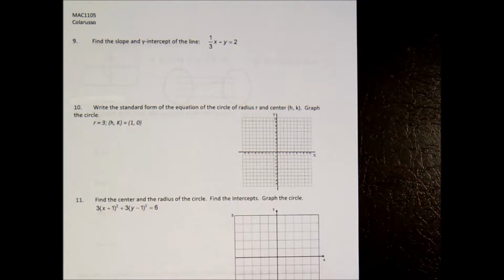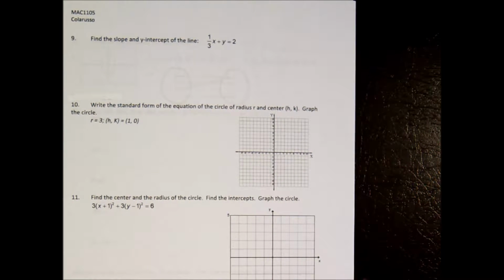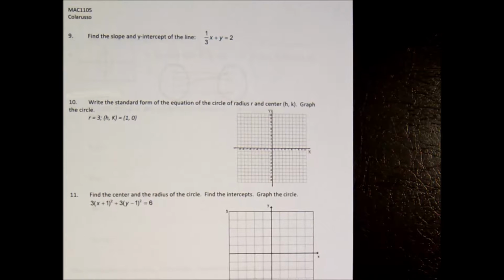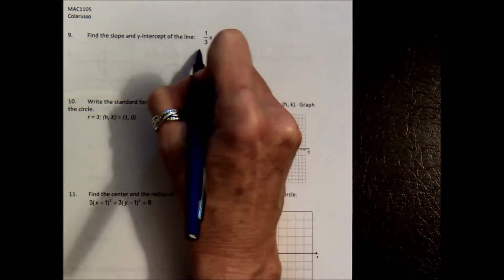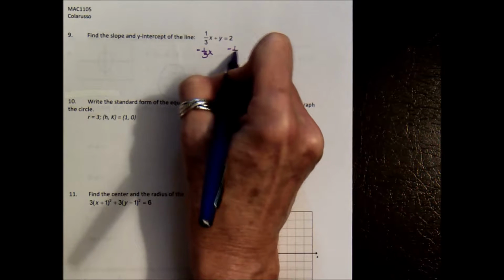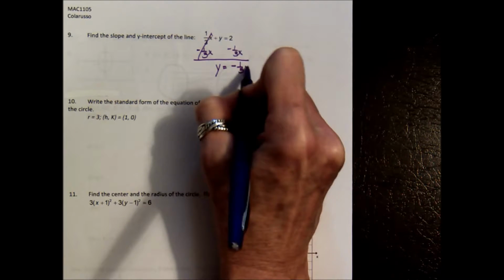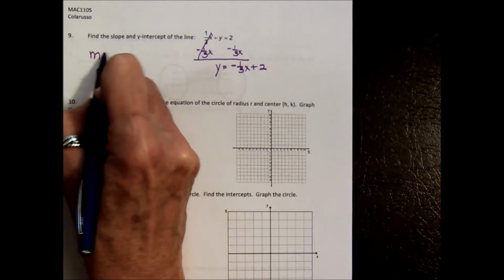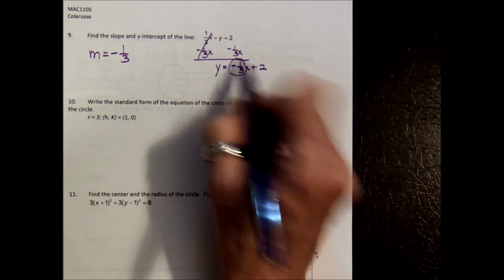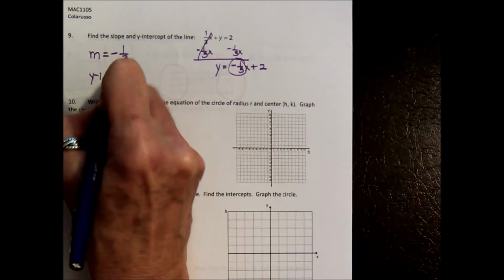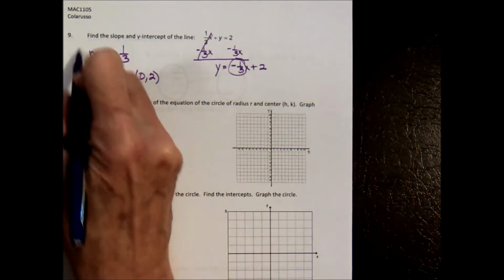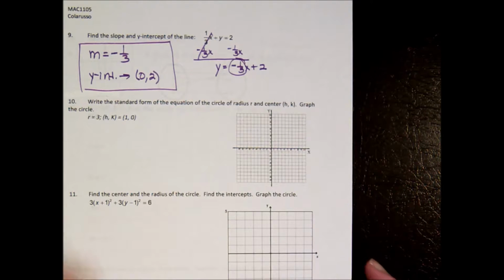On the next one, it says find the slope and y-intercept of this line. So if I can get it into y equals mx plus b form, then I can just read off the slope and the y-intercept. So I need to get it solved for y, so I'm going to subtract 1/3 x. That gives me y equals negative 1/3 x plus 2. So I now know that my slope is negative 1/3. And my y-intercept, now don't say that it is 2 because that is not correct. It's the point 0, 2. So there we have the y-intercept and the slope.